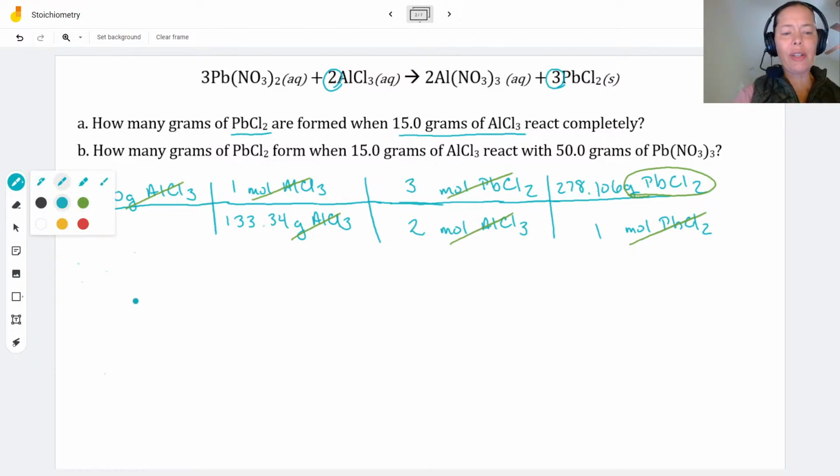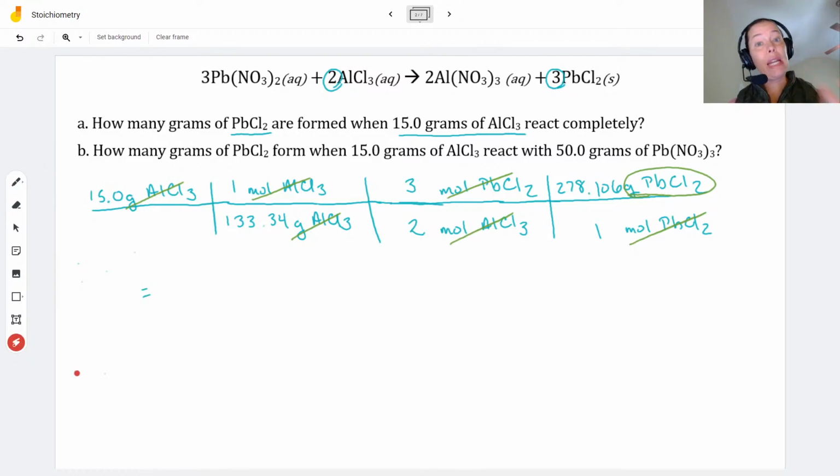Okay, and I got a question about this recently, about how to put it in your calculator. So when you have it set up like this, anything in the numerator is multiplied and anything in the denominator is divided. So when I put this in my calculator, I take 15 and I divide by 133.34. Then I multiply by 3, and then I divide by 2. And then I multiply by 278.106. So you can see, again, anything in the numerator is multiplied, and if it's in the denominator, you are going to divide. But that is how I put it in my calculator.